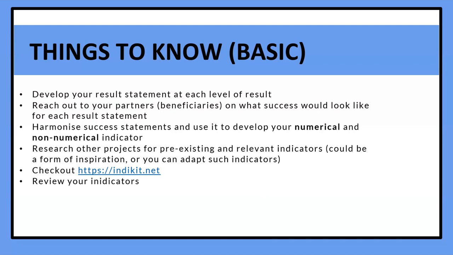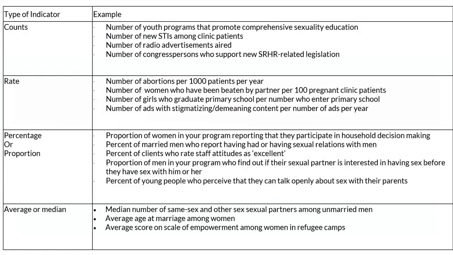So harmonize success statements and use them to develop your numerical and non-numerical indicators. There are two types of indicator. Your indicator can be numerical, especially when it is in terms of quantity. So we talk about quantitative statements, or some people call them quantitative indicators. Then non-numerical measures are qualitative conversations. In this presentation, of course, I can't go through everything. I'm just going to go through the categories.